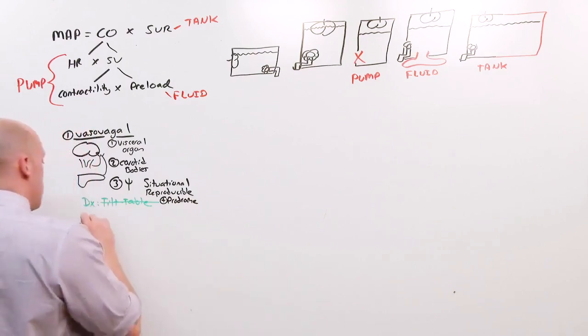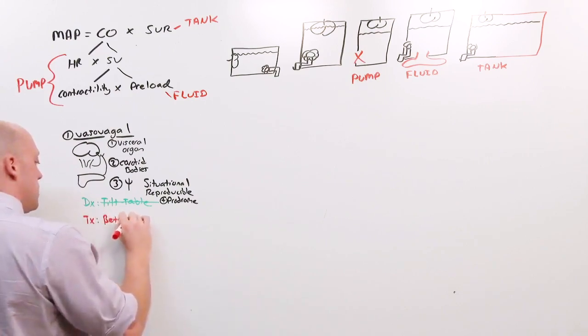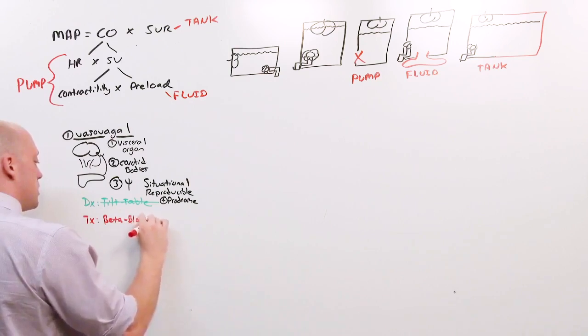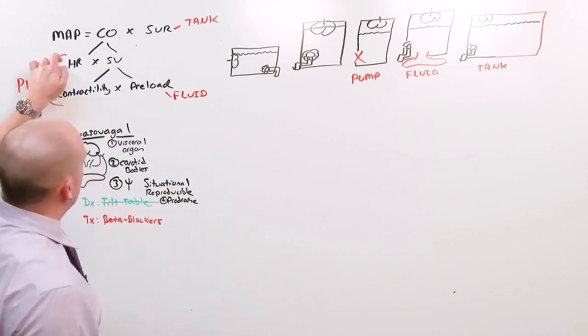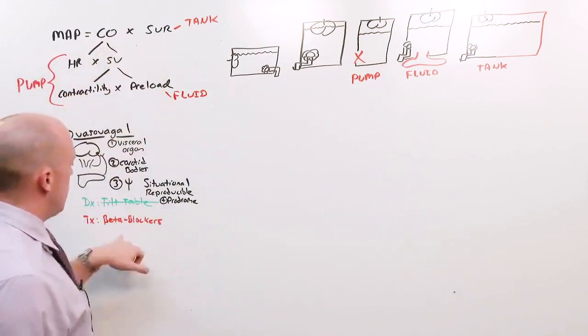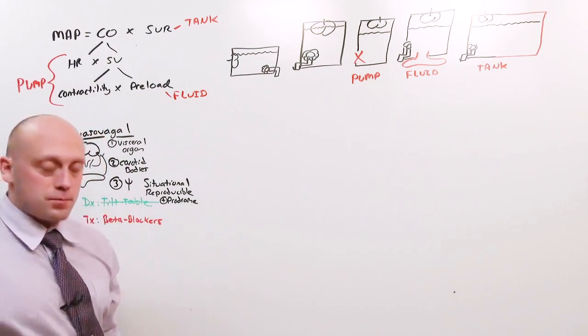To treat vasovagal syncope, you are going to use beta blockers. And at first, this seems backwards, right? We just said the problem is a vagal discharge causing decreased heart rate and vasodilation. Beta blockers would also cause a decreased heart rate, so how can this be beneficial?